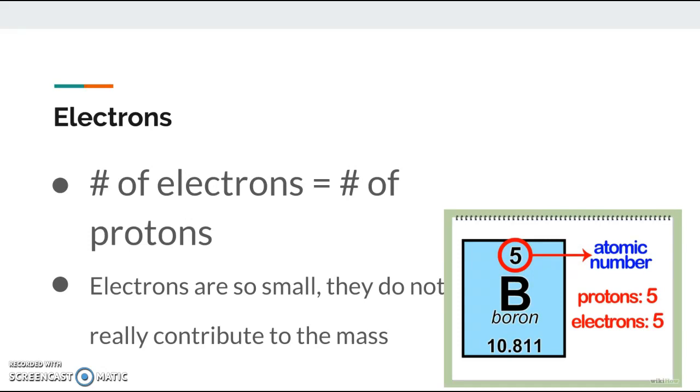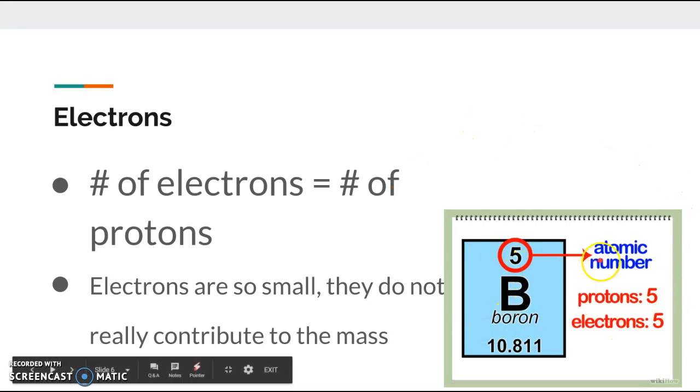So electrons are equal to the number of protons. Like I said, they balance each other out. They make it so that the atom has a neutral charge. It doesn't have any charge once you take into account the protons and the electrons. So for carbon, it has 6 protons, it has 6 electrons. As you can see in the picture here, boron has 5 as the atomic number, so it has 5 protons and it has 5 electrons.